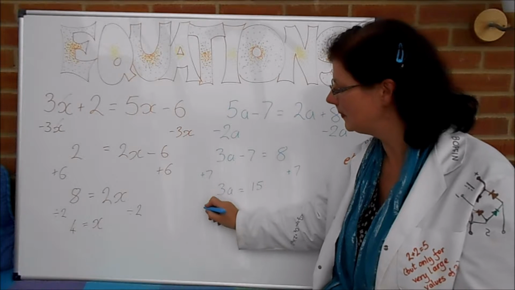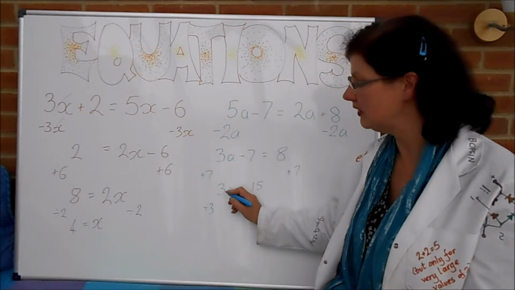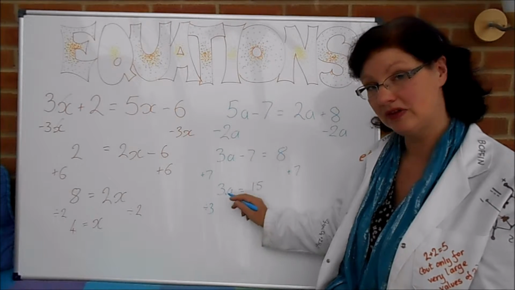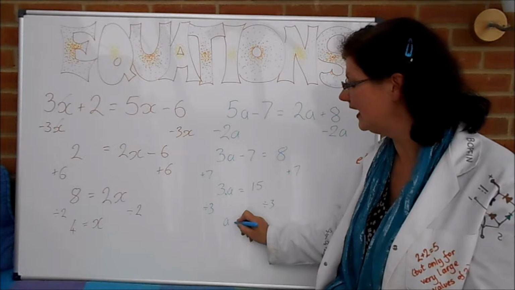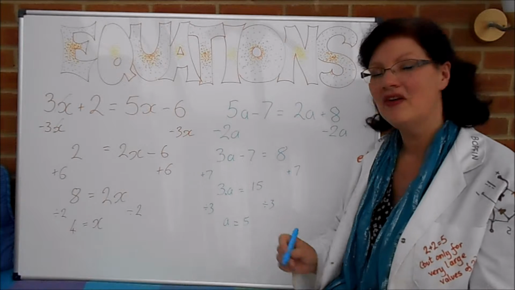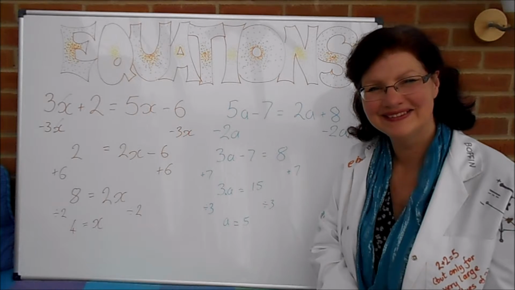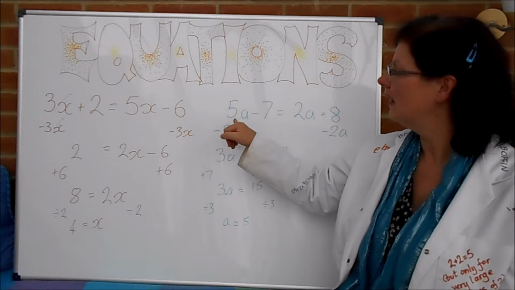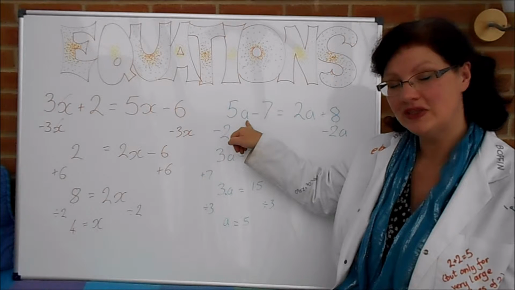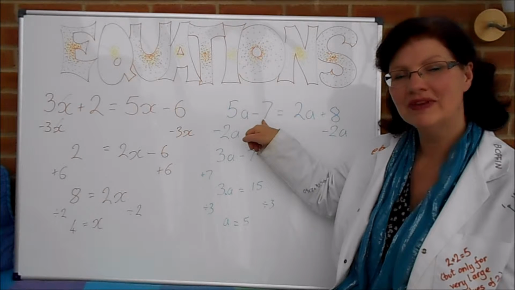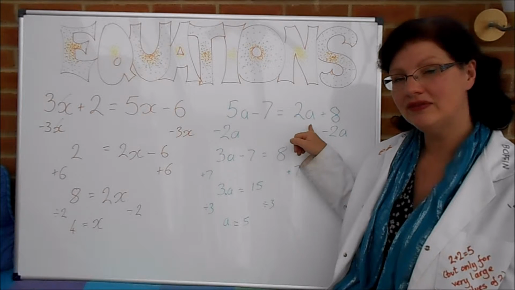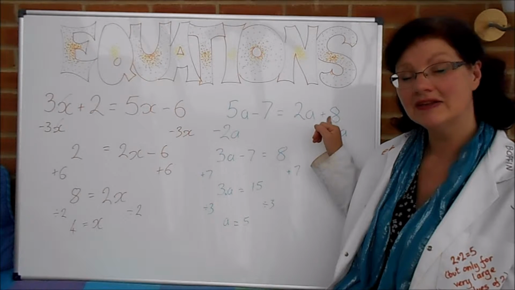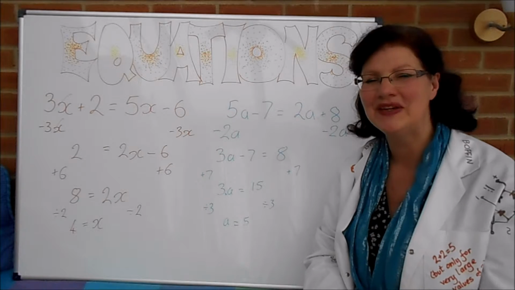Pretty simple now. I divide by 3 to get rid of that times by 3, remember there's all times in there. Gives me A equals 5. Did you get that? We can check that it's right. 5 times 5 is 25, take away 7, that's 18. Is equal to 2 times 5, that's 10, plus 8, yep, that's 18 again, so we know we've got it right.